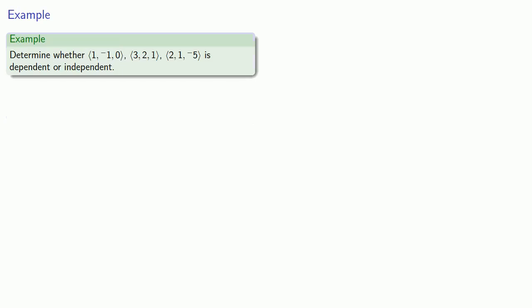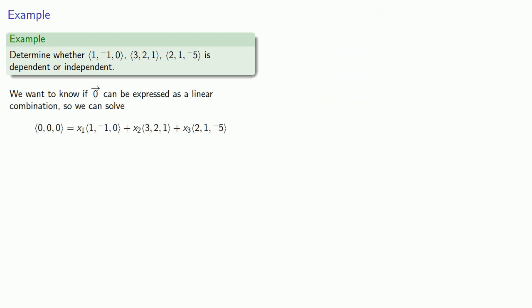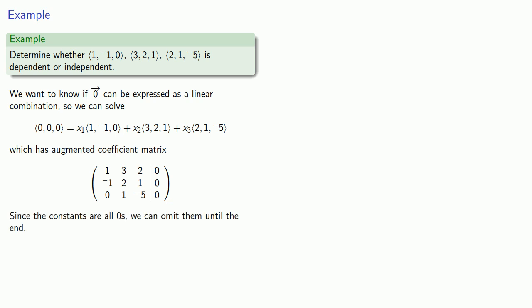For example, suppose I have a set of vectors, and I want to determine whether this set of vectors is dependent or independent. So our theorem says that we can determine this by looking for the linear combinations that give us the zero vector. So we want to try and express 0 as a linear combination of the vectors, and so this gives us the augmented coefficient matrix. And since all of our constants are zeros, we can omit them in our row reduction until the very end of the process.